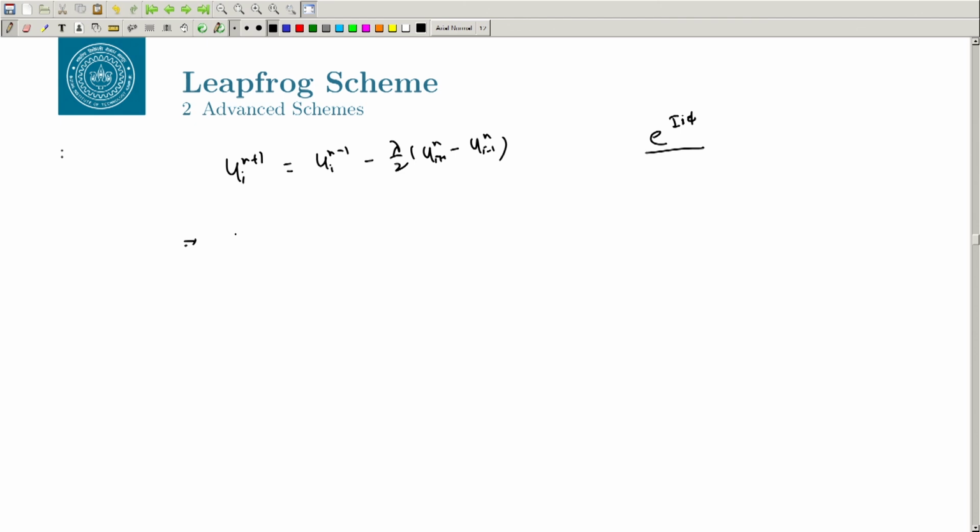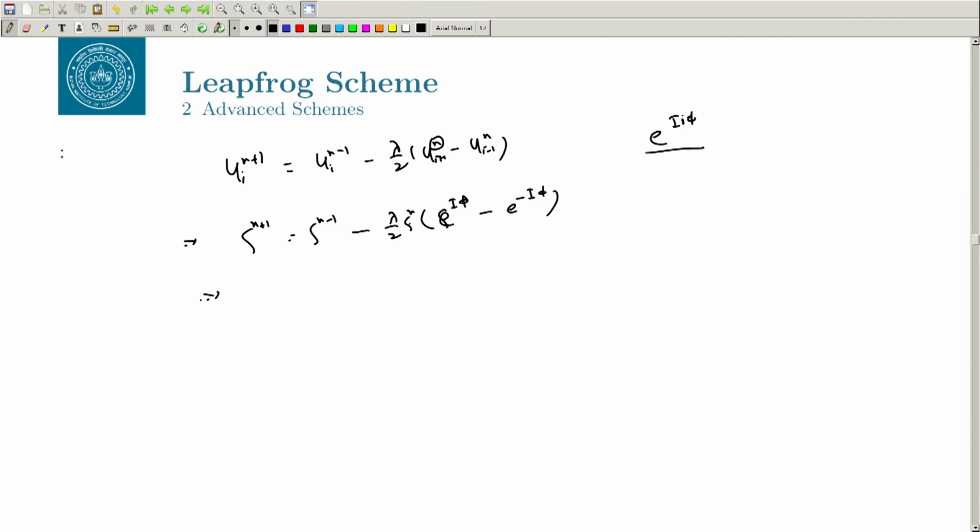So, then it can be written as g to the power n plus 1 is equal to g to the power n minus 1 minus lambda by 2 times (e to the power i phi minus e to the power minus i phi) times g to the power n, because this is the nth level, right.